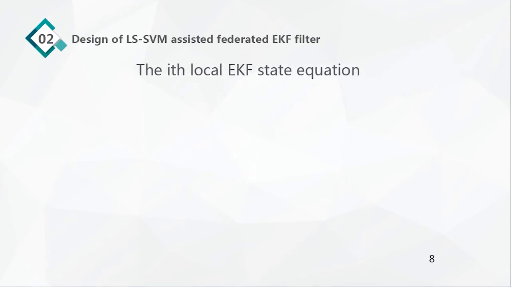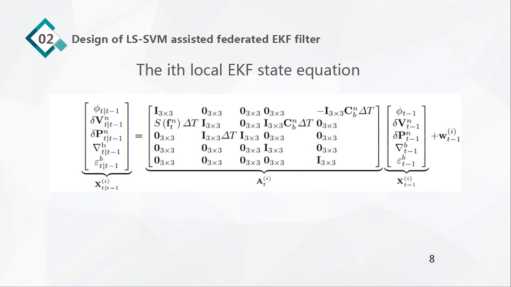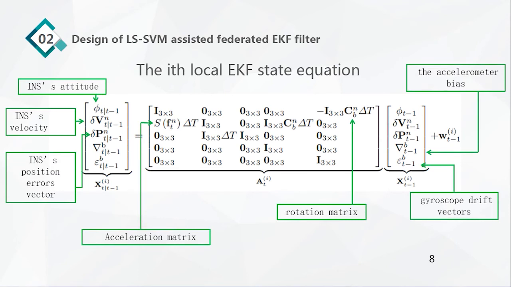The ith local EKF state equation is as follows. The first three terms of this matrix represent the INS's attitude, INS's velocity, and INS's position error vector. It is the acceleration matrix, and the last term is noise.